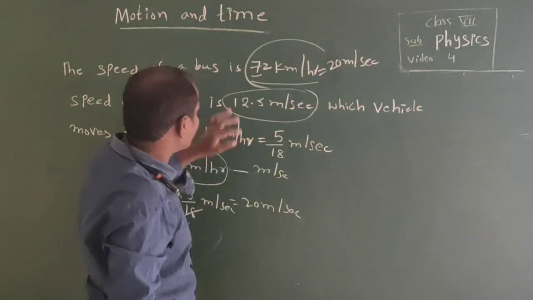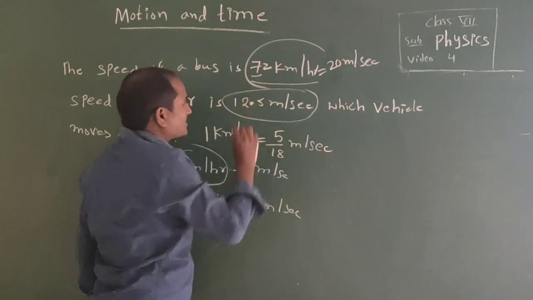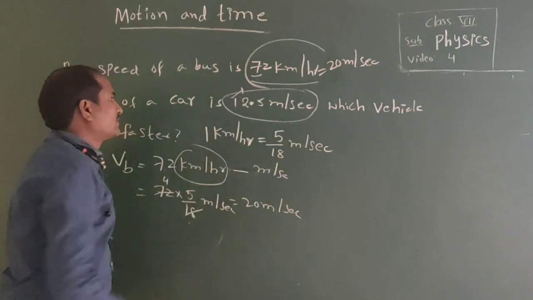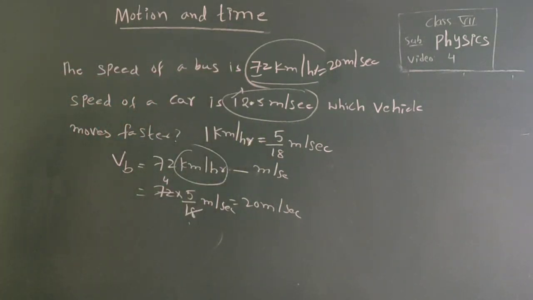Now the speed of the car equals 12.5 meter per second. Which vehicle moves faster? Compared to the car, the bus is moving fast. The speed of the bus is more compared to the speed of the car. So that's why the bus moves faster than the car.